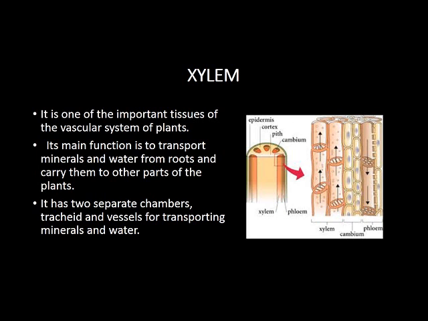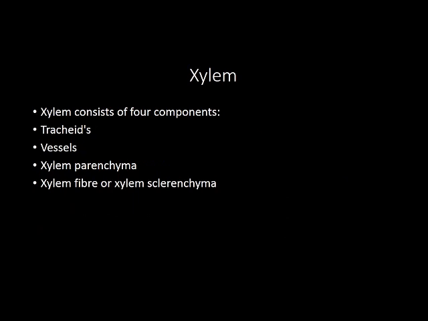Its main function is to help in the transport of water and mineral from roots to different parts of the plant. Now it has two components, tracheids and the vessels, which help in the transportation of minerals. You can see the trachea and you can also see the vessels. There are some supporting tissues also that we'll study. A xylem consists of four components: trachea, vessel, xylem parenchyma and xylem sclerenchyma or xylem fiber.